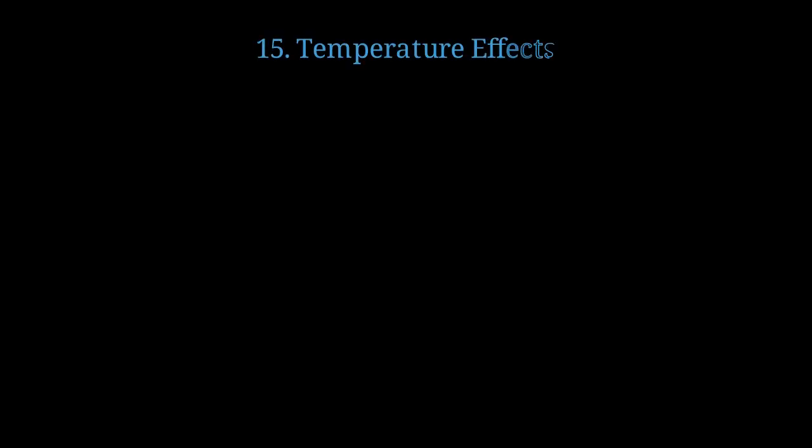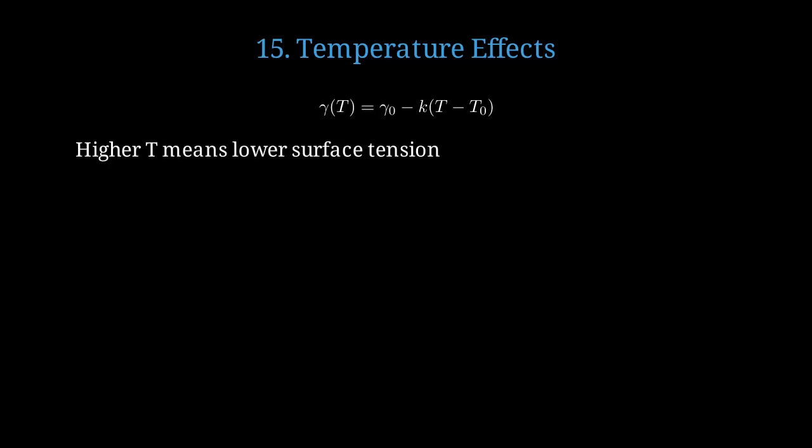Temperature significantly affects inverted droplet behavior. Surface tension decreases linearly with temperature: gamma of T equals gamma 0 minus K times (T minus T0). Higher temperature means lower surface tension, making droplets less stable. Gas solubility in the liquid also changes with temperature, affecting core composition.